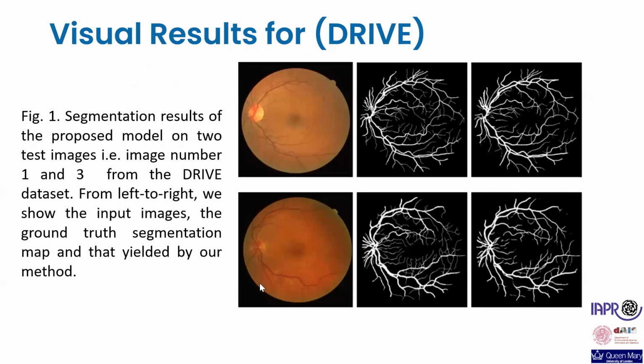For visual results on DRIVE, we chose two images, image 1 and image 3. In image 3, we can see some pathologies. In image 1, there are some tiny vessels. So we can observe from image 3 that even with the pathologies, our method is able to differentiate between the pathologies and the vessels.